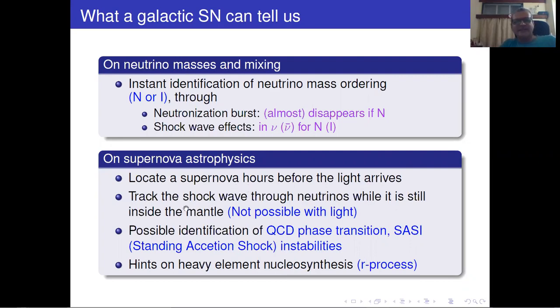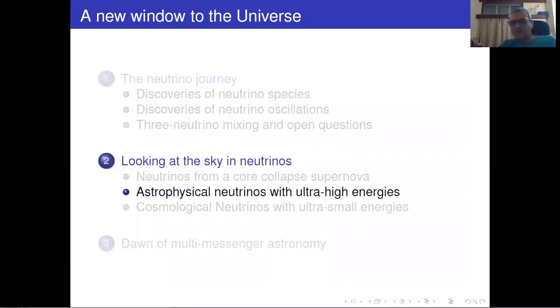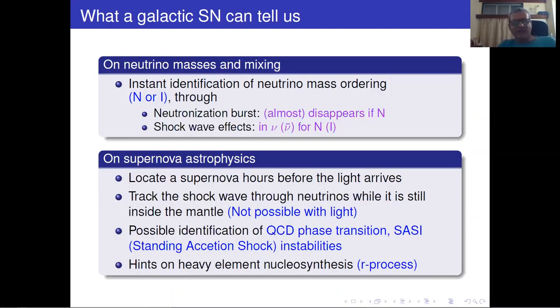The second thing it can do is track the shock wave while it is still inside the mantle. Because the neutrinos pass through the shock wave, the survival probability changes, and this change can be observed in the time dependence of the neutrino flux. There are signatures, which I will not go into, of a quark-hadron phase transition or the so-called SASI instabilities that happen inside the star. All of these things happen before the star explodes and therefore cannot be seen in light. We can also get hints on the nucleosynthesis of heavy elements, called the r-process, although this is perhaps not as major as the first thing. So that's what we're going to learn from a supernova. And maybe again, let me take a small break to see if people have any questions.